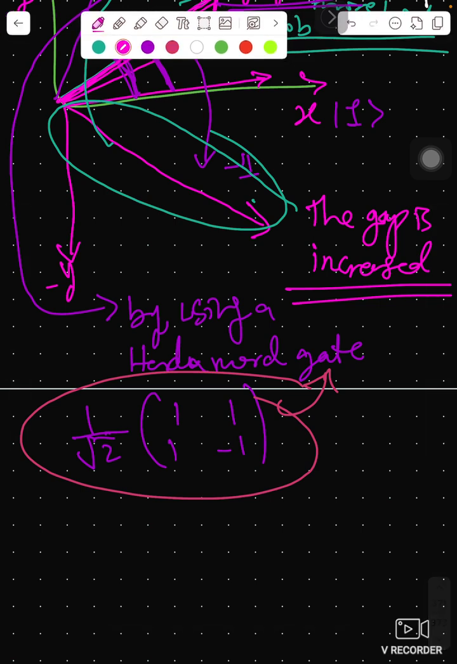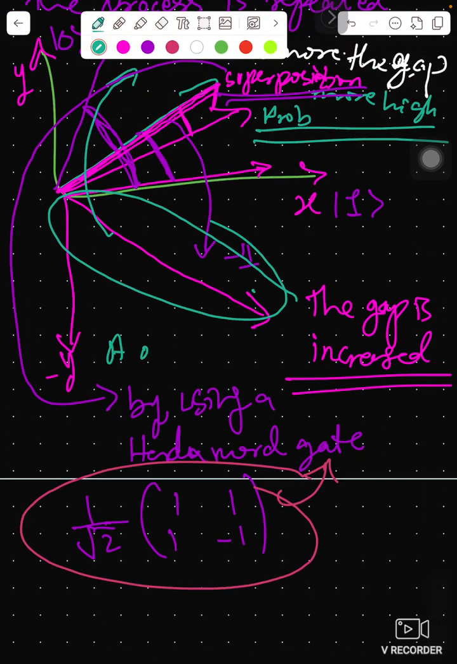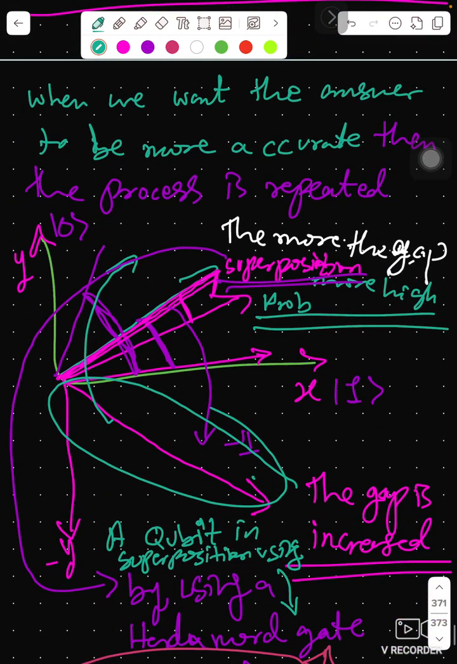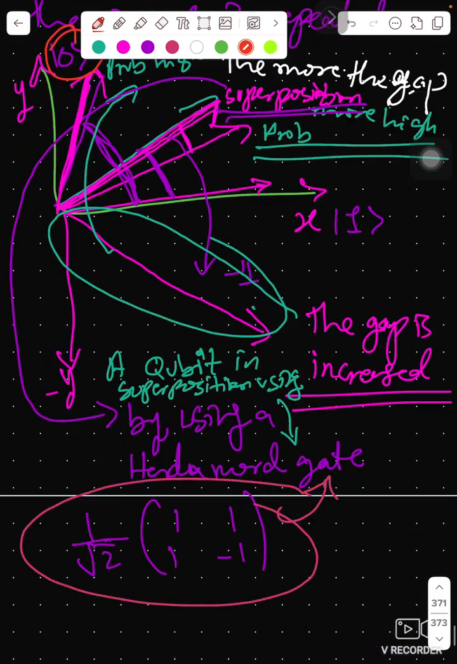Okay, a qubit in superposition using a Hadamard gate. Look over here, the probability is high of us getting 0, our answer being 0, and accuracy is increasing. Okay, and yeah, that's it. Thank you.